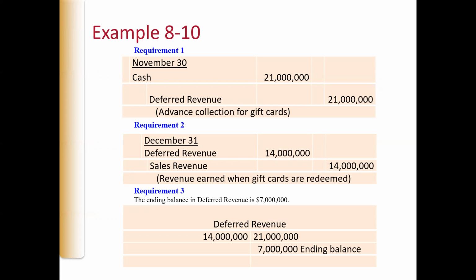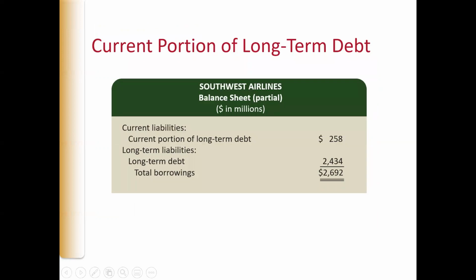Okay. So now we've got here, it's just showing how Southwest Airlines shows that current portion of long-term debt on the books. So it will say specifically current portion of long-term debt, and then it shows the long-term debt.